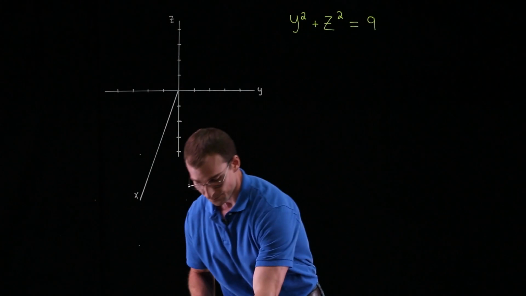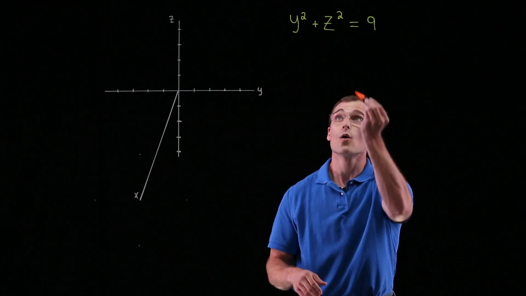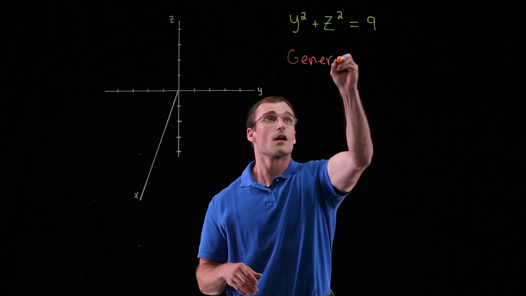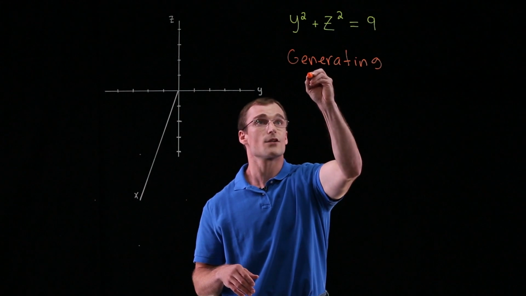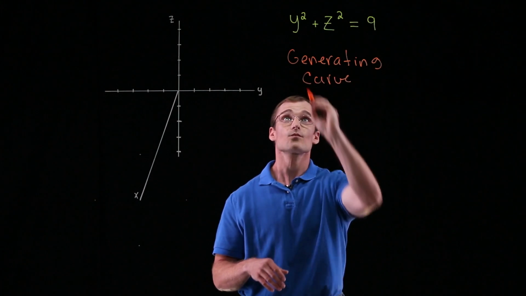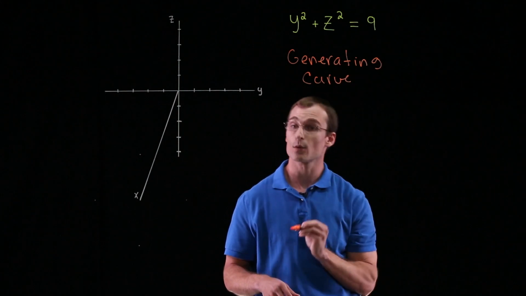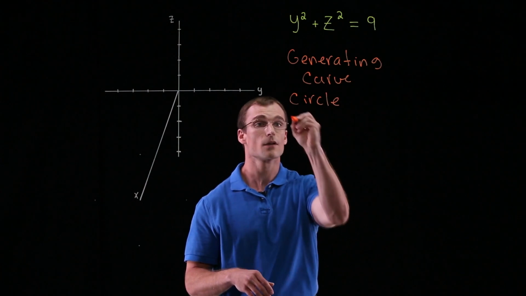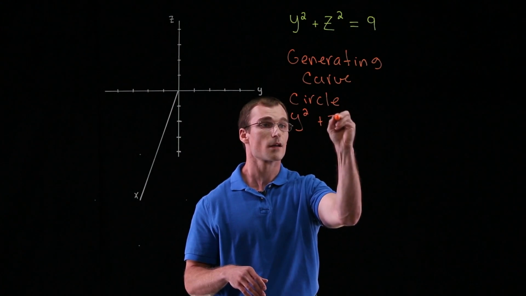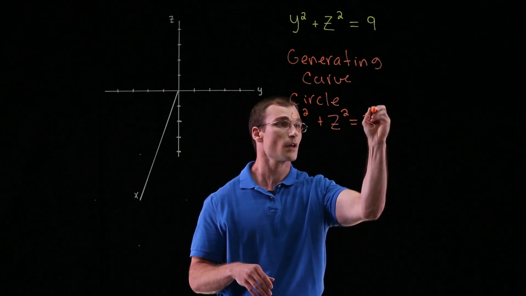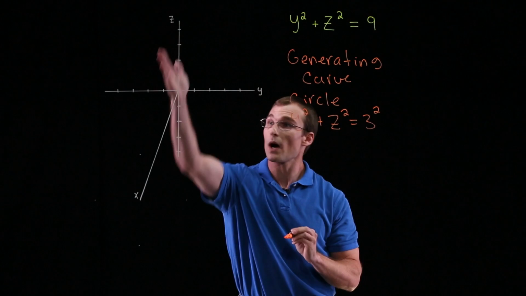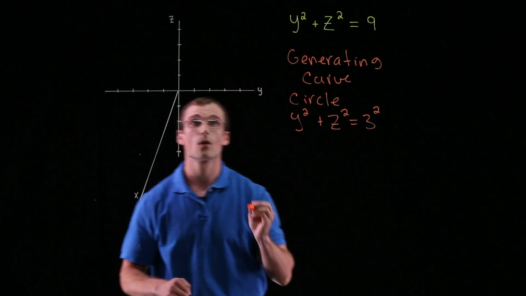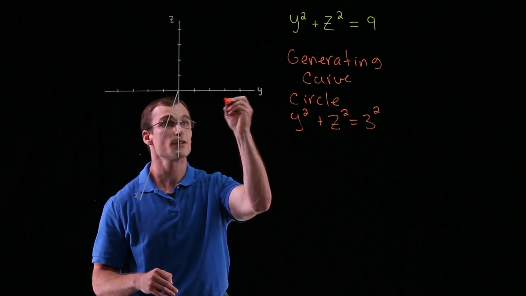So the generating curve is actually given by what we're starting with in just the YZ plane. As we said, we have y squared plus z squared is equal to 9. Well, in the YZ plane, that just gives us essentially a circle. We can think of this as y squared plus z squared equals 3 squared. So in just the YZ plane, we have a circle centered at the origin, or at 0, 0, of radius 3. So at first, we're going to go ahead and try and sketch this generating curve.